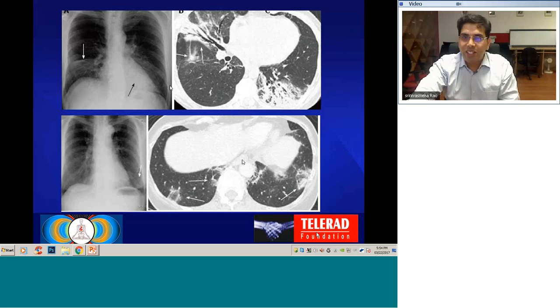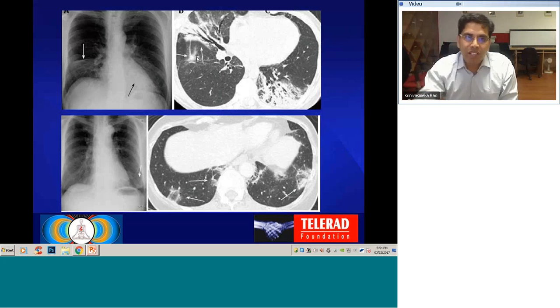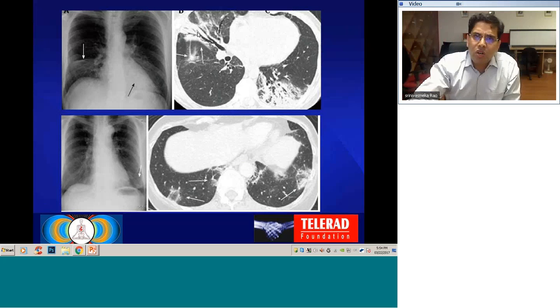I don't know how to say it, but anyway, this one is actually a non-infectious pneumonia. This is cryptogenic organizing pneumonia. You can see there's a consolidation, but the only thing is it's getting kind of organized and outlined by these fissures. It looks a little more organized than the regular pneumonia, which is fluffier.